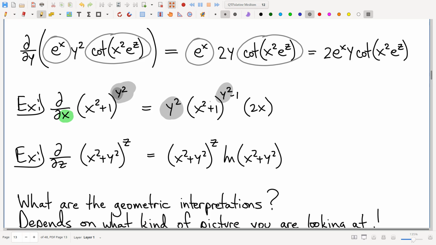Another example is morally kind of equivalent. Again, it looks like a hard one, but don't forget partial with respect to z means the other variables are constant. So x is a constant, y is a constant. That means this whole base is just a constant.